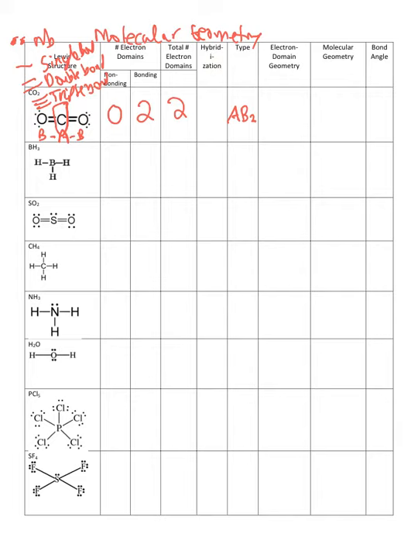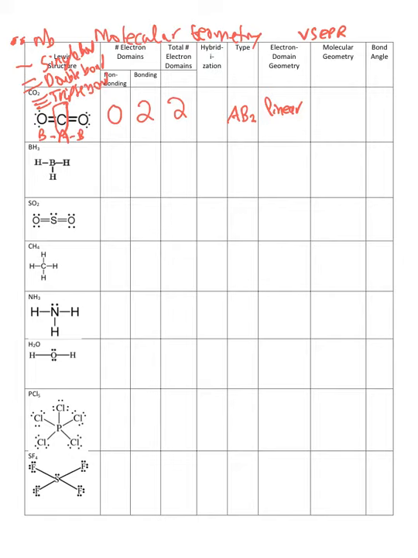When you have an electron domain of 2, the electron domain geometry is going to be linear. We're looking at the VSEPR theory to determine this. VSEPR stands for valence shell electron pair repulsion theory. So the electron domain geometry is linear, and that describes the arrangement of the electron domains around the central atom.